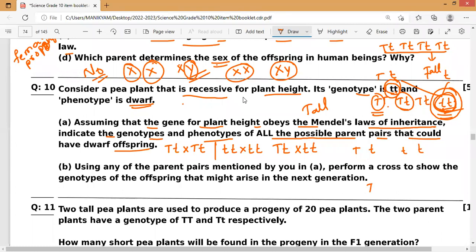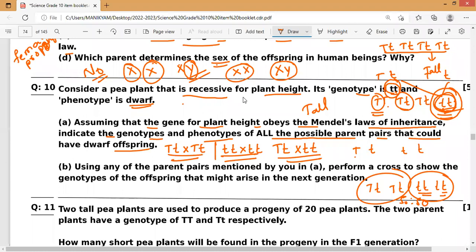If I cross it, capital T, small t will come. Again, capital T, small t will come. Here, small t, small t, small t, small t. So a 50-50 ratio. Have you noticed it, everybody? So we want small t and small t. So this is also possible. In this, all small t only will come.